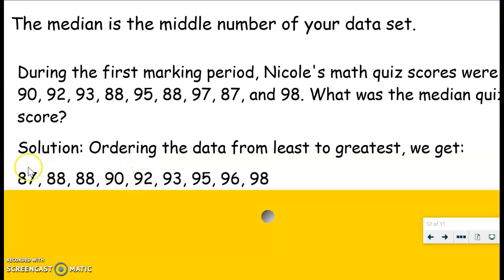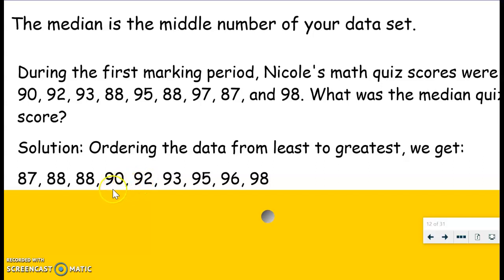Okay, so then I start chopping from each side until you get to the middle number. Or you can look at it as, well, I have 4 on this side, 4 on this side, so 92 must be my median. If there's an even number in your data set, it's going to come down to 2 numbers. Let's say it came down to 90 and 92. Well, you have to find the middle number between 90 and 92, which would be 91.